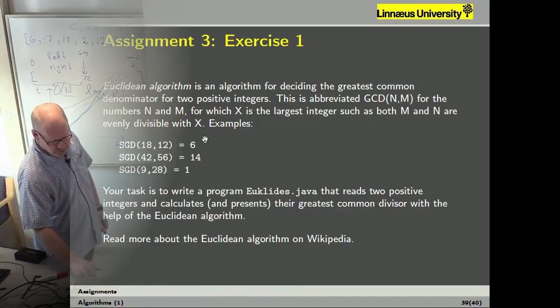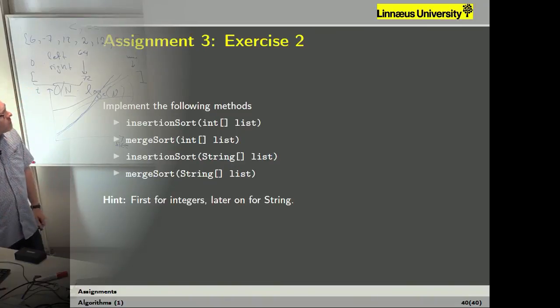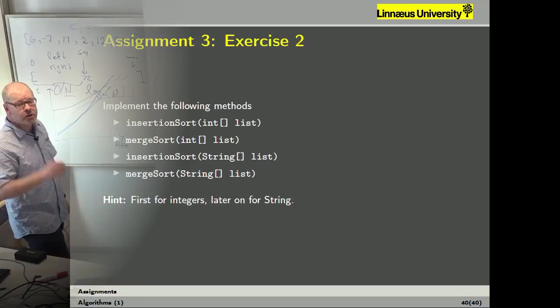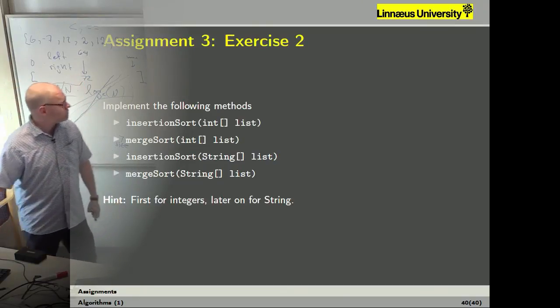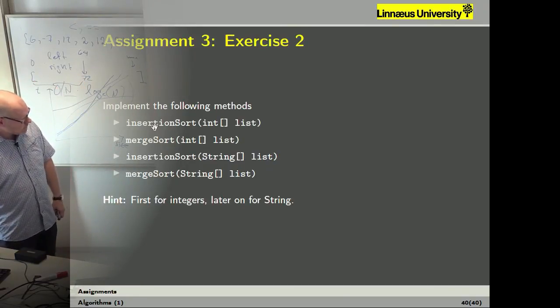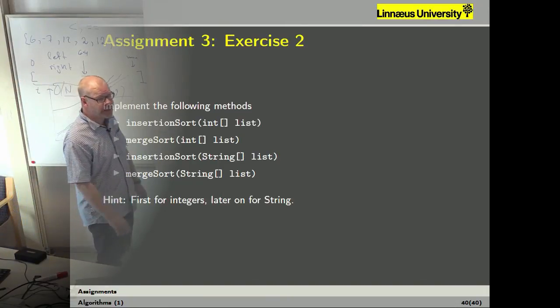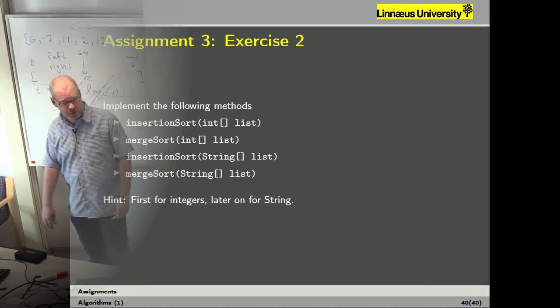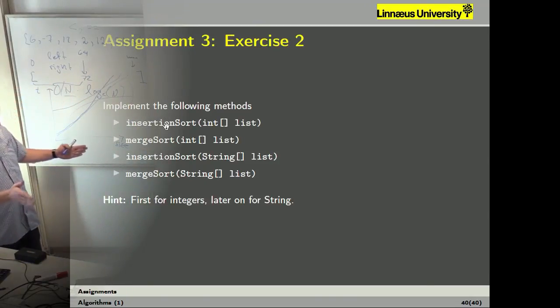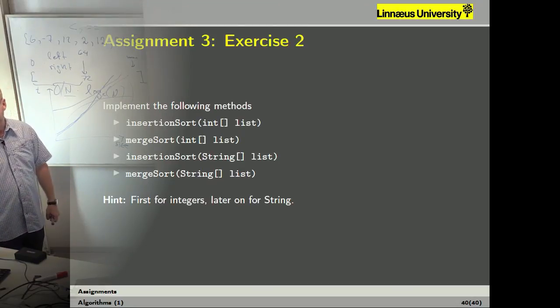And the second exercise is four methods: insertion sort and merge sort, each one for integers and one for strings. Start with the integers, and then it will be rather straightforward to switch to strings. It shouldn't be that lengthy. If you start to have code which is more than 50 lines, then you have done something wrong. Both of these can be handled in a rather compact version.